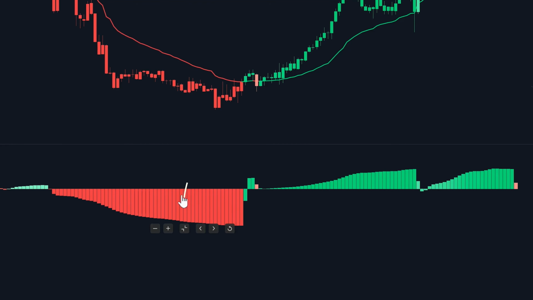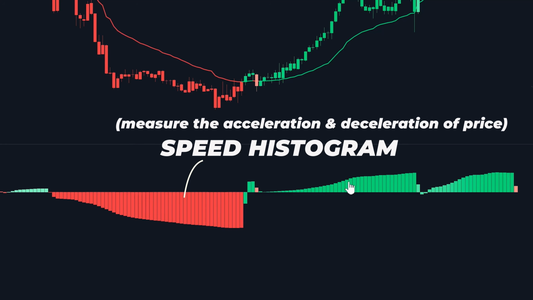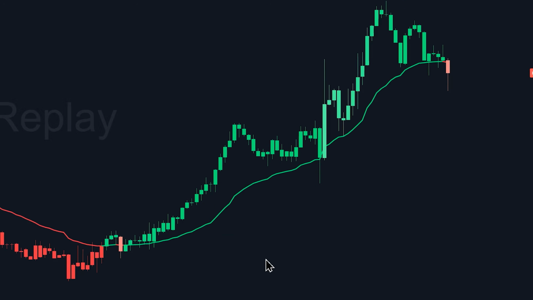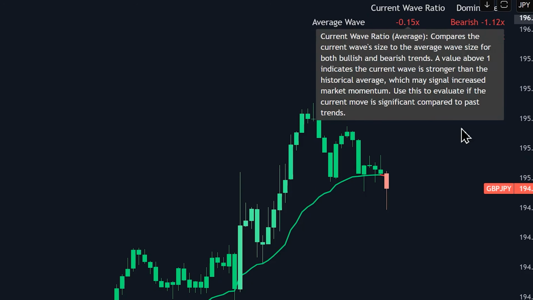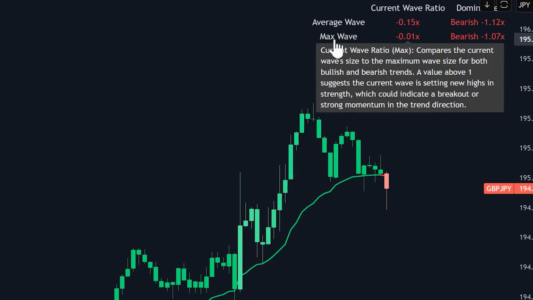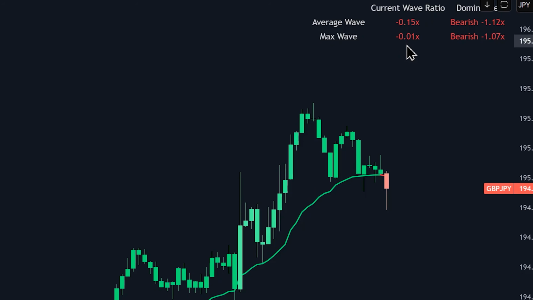Then, down at the bottom of your chart, you'll see the speed histogram. This is like the engine room of the indicator, and it's there to measure the acceleration and deceleration of price, supposedly in real time. And the third main piece is the information table, which you can toggle on or off in the settings. This table gives you some precise measurements, comparing the current market's wave-like movements to historical patterns. It looks at things like the average size of bullish and bearish waves, the maximum size of those waves to spot peak momentum, and then it calculates a current wave ratio. This ratio tells you if the current move is stronger than historical averages.